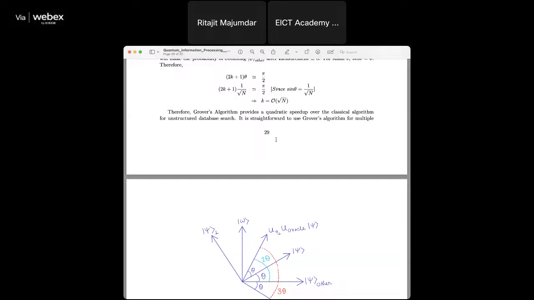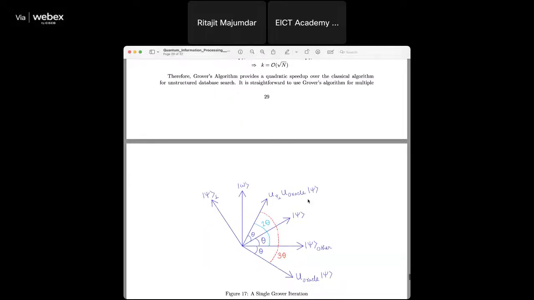Order does not change. True. Yes. So it will actually go far away from the mark state. So what will happen? Think.